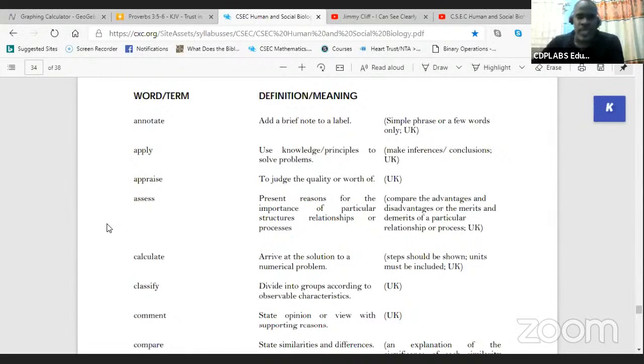Now, annotate means to add a brief note to a label. So when you're doing your presentations, I want you to annotate them. If you build a PowerPoint or you're doing something on a Word document or a chart, you need to annotate it. A simple phrase or a few words only. Yes. Now, you see the use of knowledge? When you can draw a diagram when you answer the exam questions and annotate it, they give you lumps of marks for that.